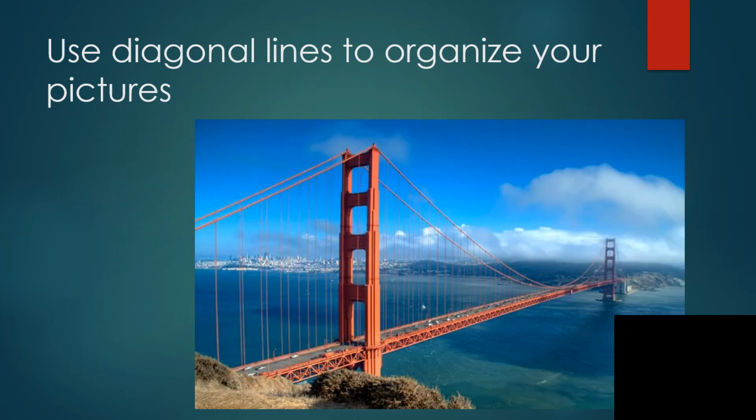Here you have a diagonal line taking off from the lower left and going to the upper right, and it is a movement line. It takes the eye and shoots it back into the picture. It helps to lead the eye through the picture.